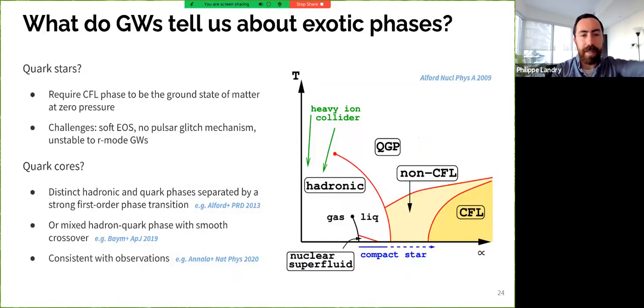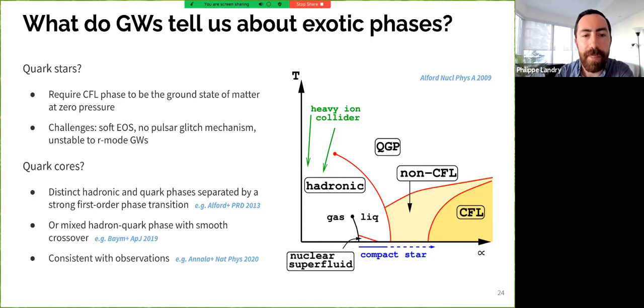All right, so in my remaining time here, I just want to touch on some applications of this equation of state knowledge. Can we use it to answer some questions in astrophysics, nuclear theory, that sort of thing? Firstly, what do our gravitational wave observations tell us about exotic matter that may be in neutron stars? There have been proposals that there could be a population of quark stars. So these are stars made up entirely of deconfined quarks.